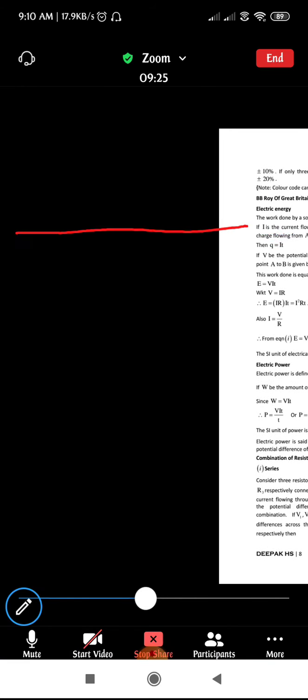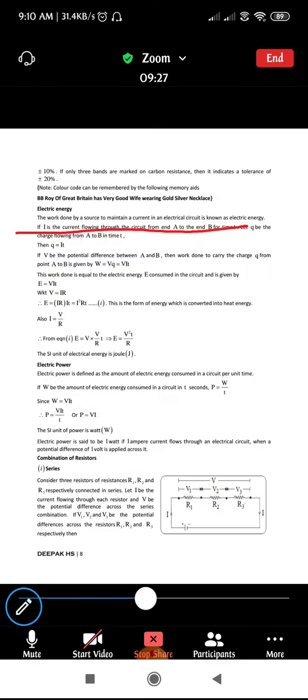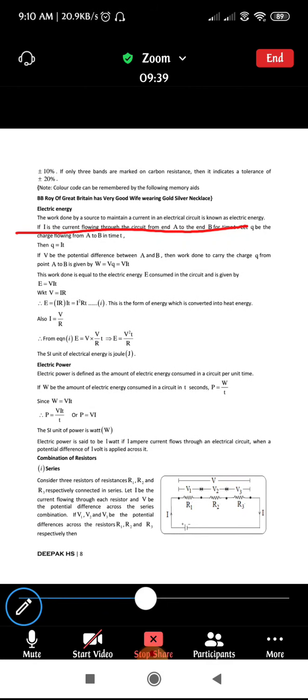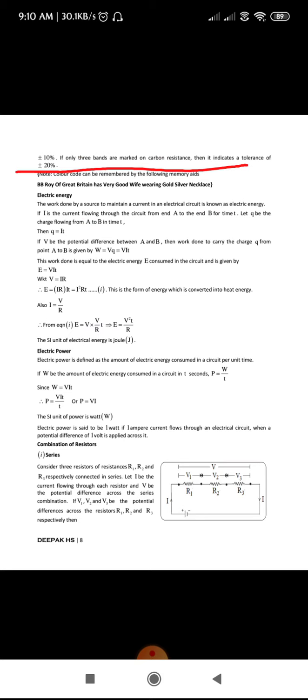The first color is black. Black, brown, red, green, blue, violet, and G denotes gold, W denotes white. G again denotes gold. Next is silver. Necklace starts with N, so N denotes no color. Just go through this sentence once and try to remember the order of the sequence of colors, which is very, very important.